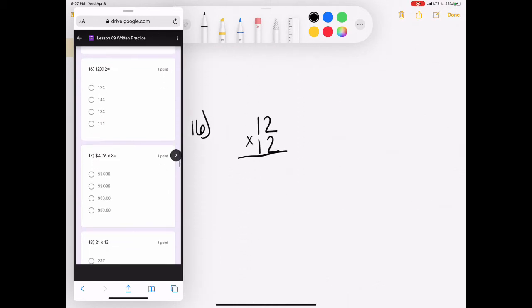12 times 12 is on your multiplication chart, but this is just good practice. 2 times 2 is 4. 2 times 1 is 2. Mark out the 2. Add a 0. 1 times 2 is 2. 1 times 1 is 1. Add. 4, 4, 1. 144.